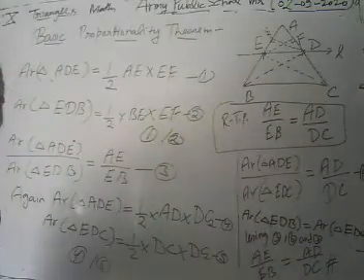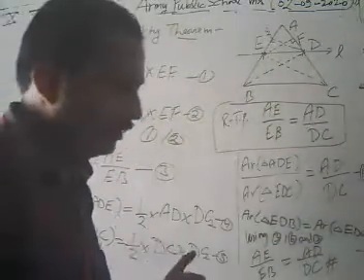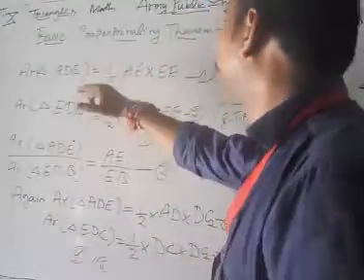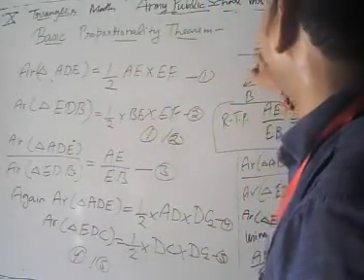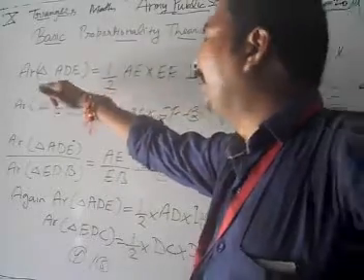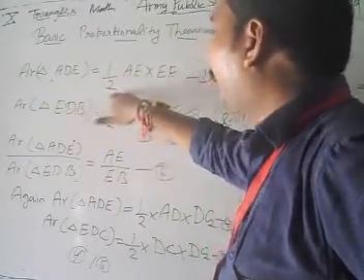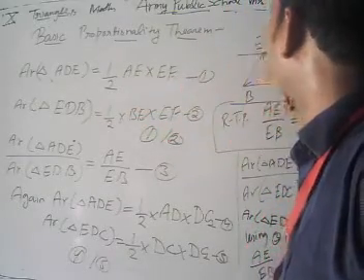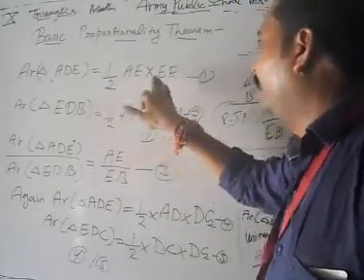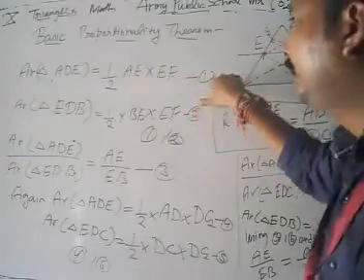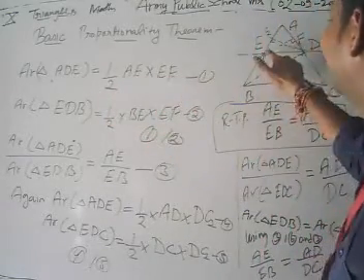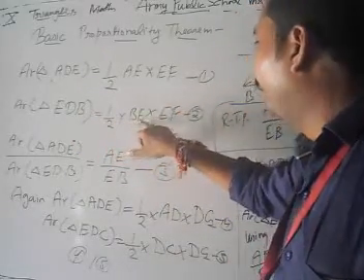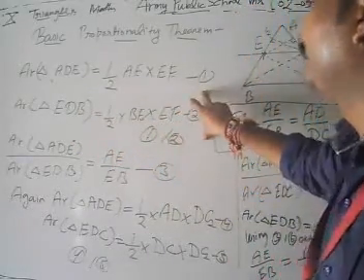To prove that AE upon EB is equal to AD upon DC, what do we have to start with? First of all we are going to find the area of triangle ADE. We get the area of triangle ADE by half base into height, taking AE as the base. Height is EF. Taking this as equation number 1. Then again we take the area of triangle EDB. Area of triangle EDB is given by half EB into EF, making this equation number 2.